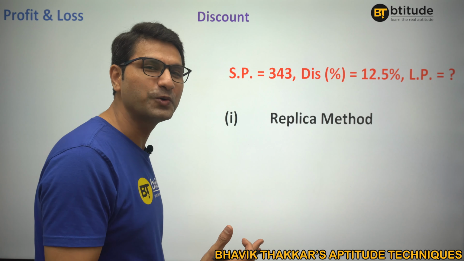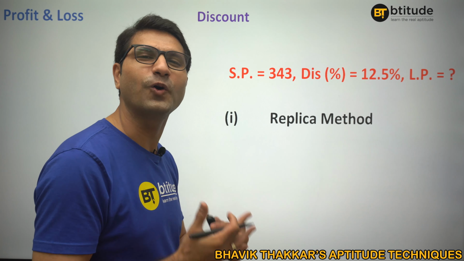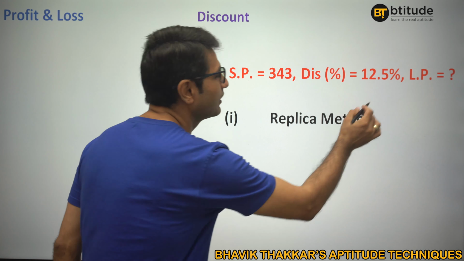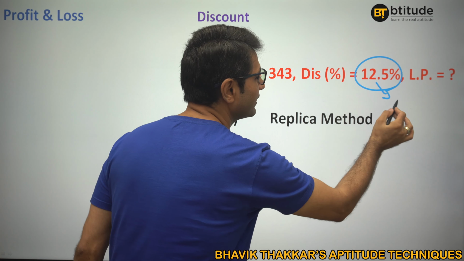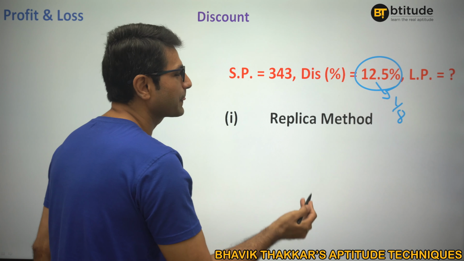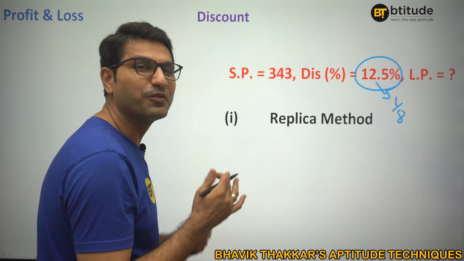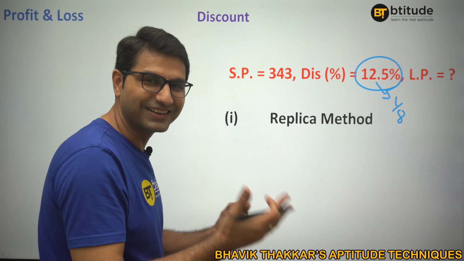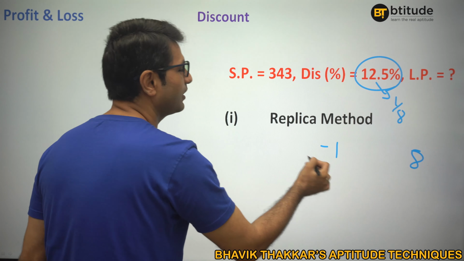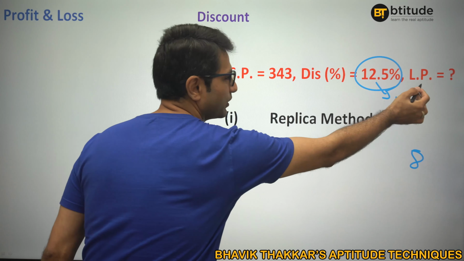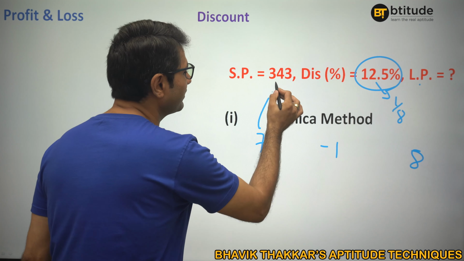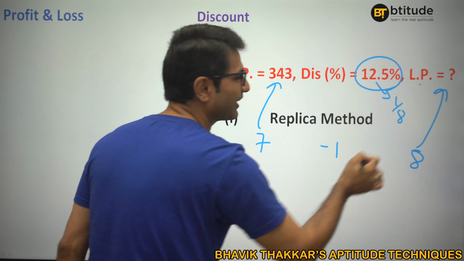Now, as I told you earlier, replica means nothing but our own Taj Mahal, our own example, not the real one. So, we don't know about the real figure. From this percentage, we can understand that the discount is actually 1/8. So we'll take our own example where 1/8 discount is given. I would say 8 is the label price, 1 is the discount, and selling price is 7. That is the example. So if 7 stands for 343, 8 stands for how much?